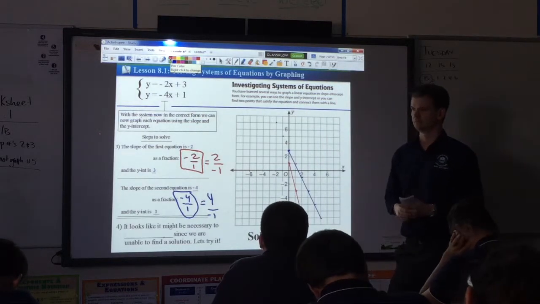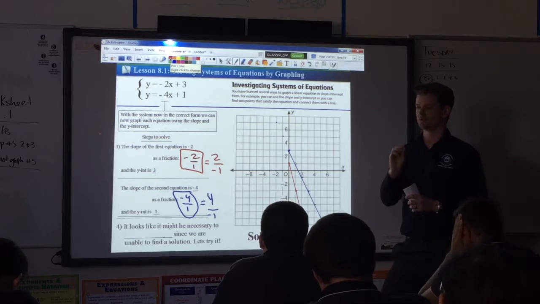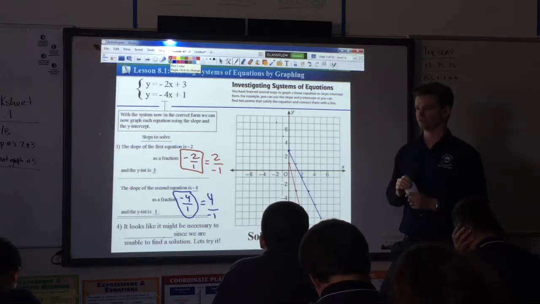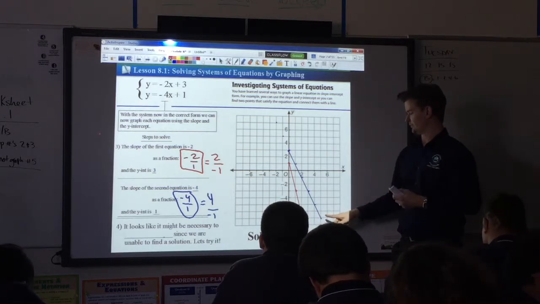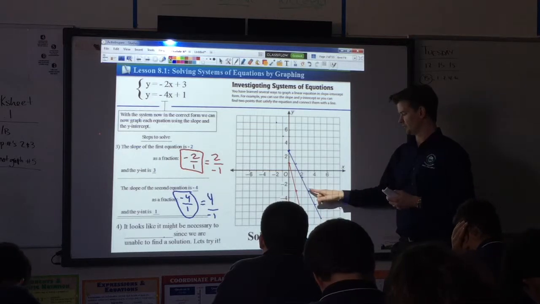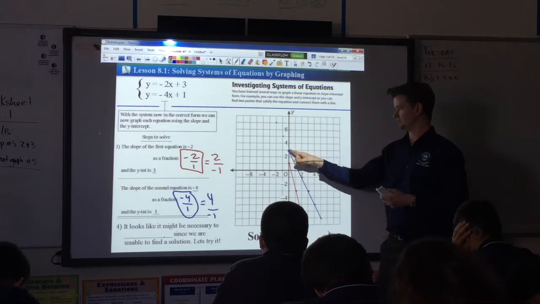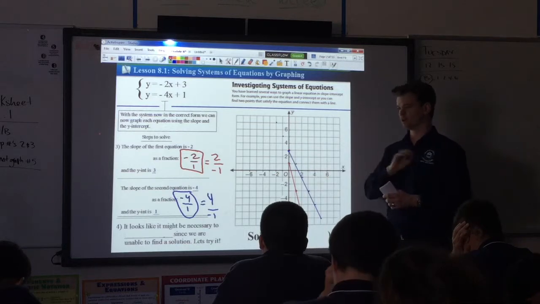Question? You would still start at the y-intercept. I still always start at the y-intercept. You always put the y-intercept first. You could start down here, but you're going to end up in the same spot, right? Up 2, left 1, up 2, left 1, and so on. But you would always start at the y-intercept.